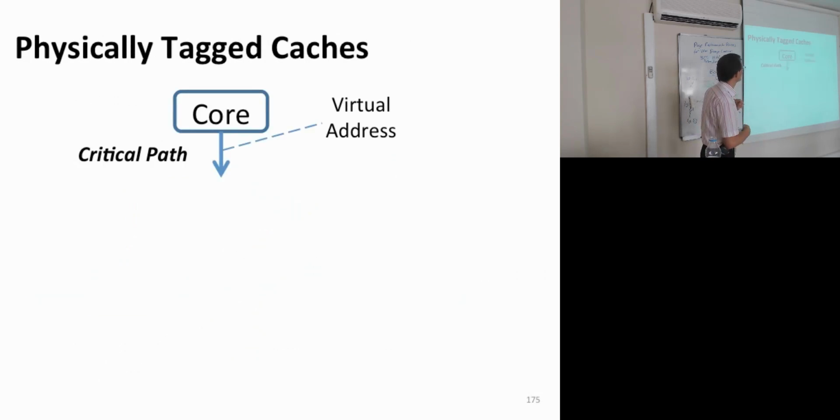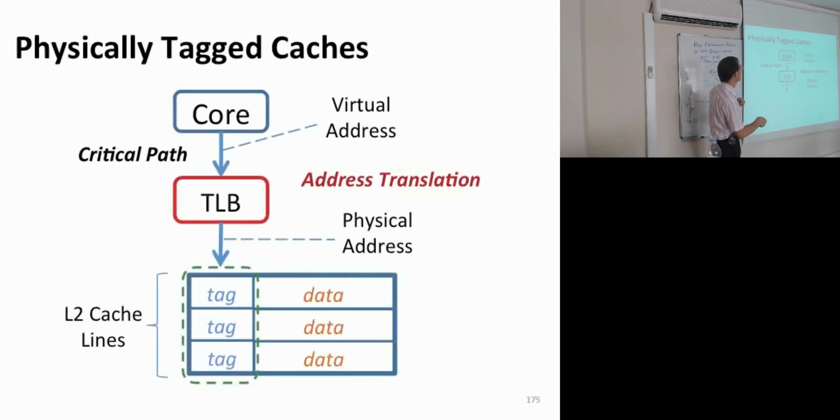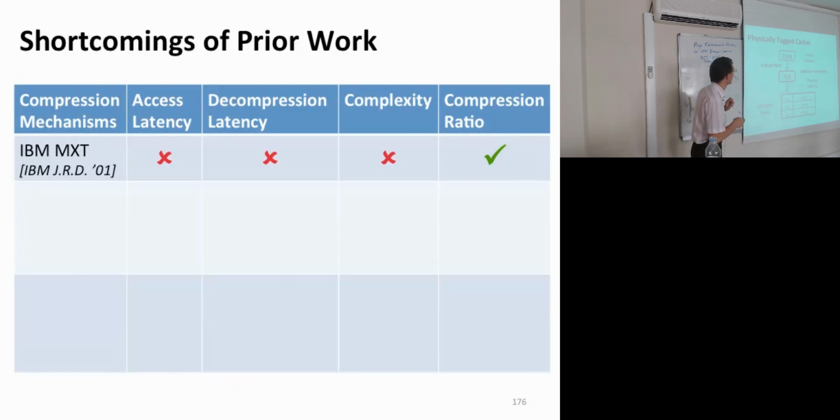So physical caches pose another problem. Whenever the core generates a virtual address, this is on the critical path, you do address translation, you get a physical address, and you have L2 cache lines over here. And this physical address could be different from the main memory address, right? Because now your cache lines are actually at different locations in main memory. So you need to do the right translation. But I'm not going to cover this also again.